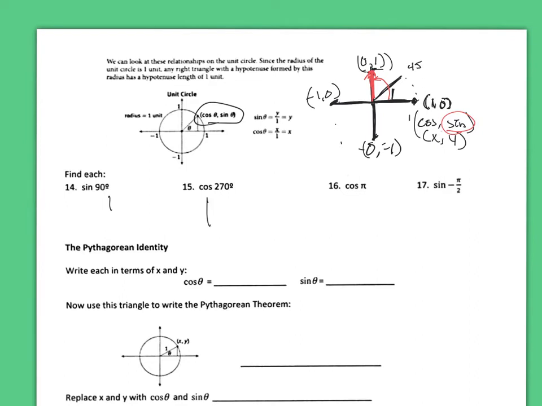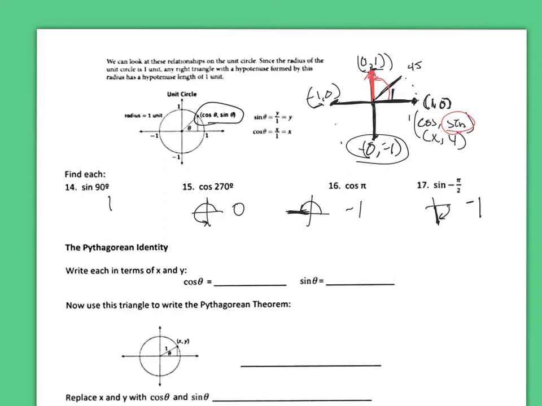So cosine of 270. So 270 degrees is straight down. So straight down is this point. Cosine is the x value, so that's just a 0. These are side length answers. The question has an angle in it. The answer is side length. So we don't need a degree measure or anything. Pi is right here. This is pi. And so cosine goes with x, so pi is negative 1. Negative pi over 2 is down here, like where 270 is. So the sine of that would be the second number, the y value, which is negative 1.